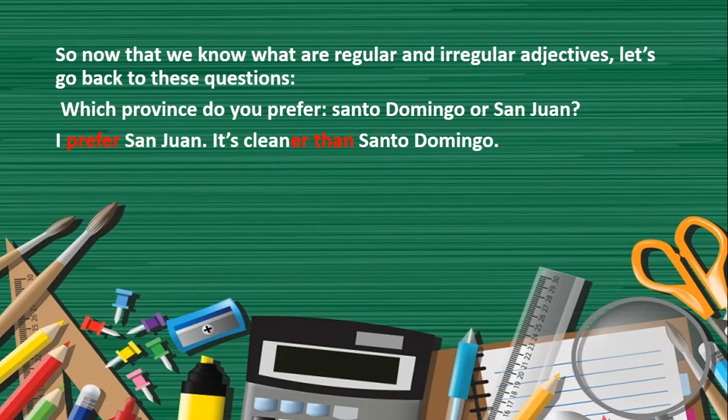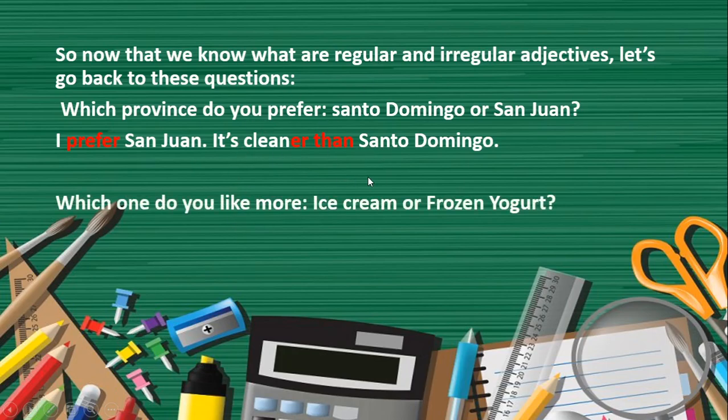As you can see there, I'm using the adjective clean, right? And after the comparative form of the adjective, I'm using than, because than is always a must. Than is completely essential. So I have another question.